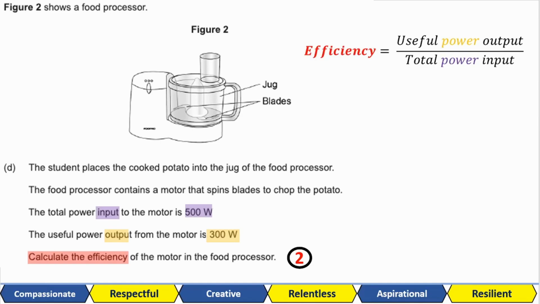Efficiency is useful power over total power input. This is 300 watts over 500 watts. This gives us an efficiency of 0.6.